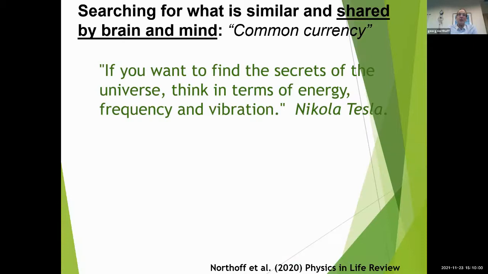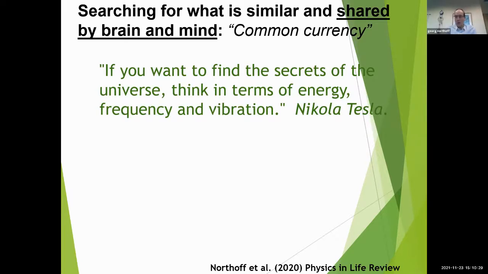One way is, for instance, to search for what is similar and shared by neuronal and mental features. That is very different from many other approaches these days, which rather look for specific neuronal features underlying mental features, as distinguished from all other neuronal features that are not related to mental states. I choose the opposite way. I look for what is similar, what is shared.